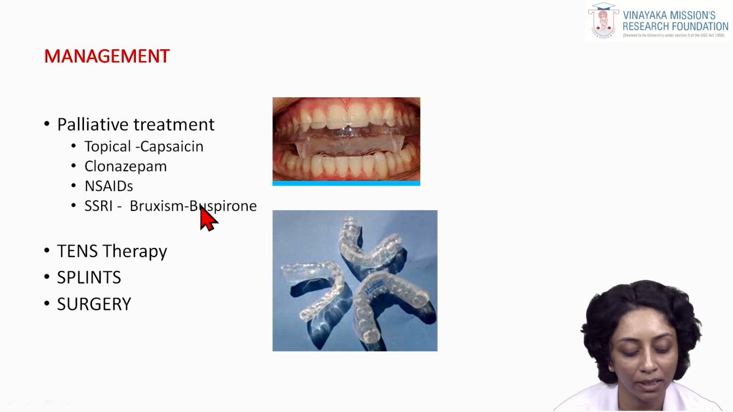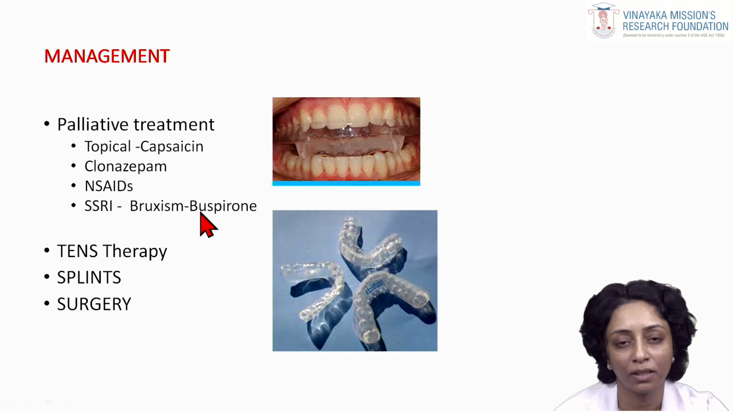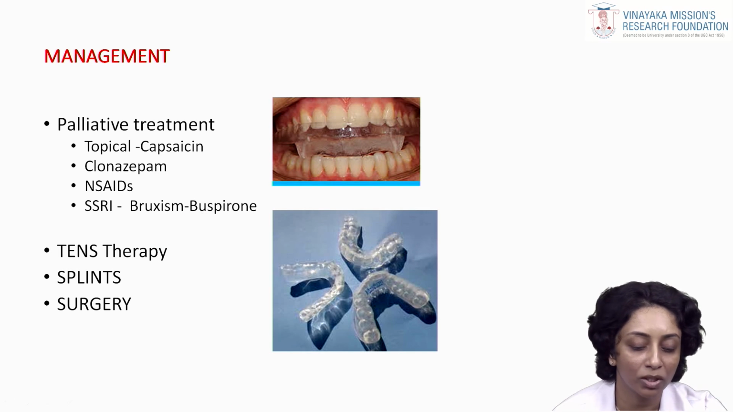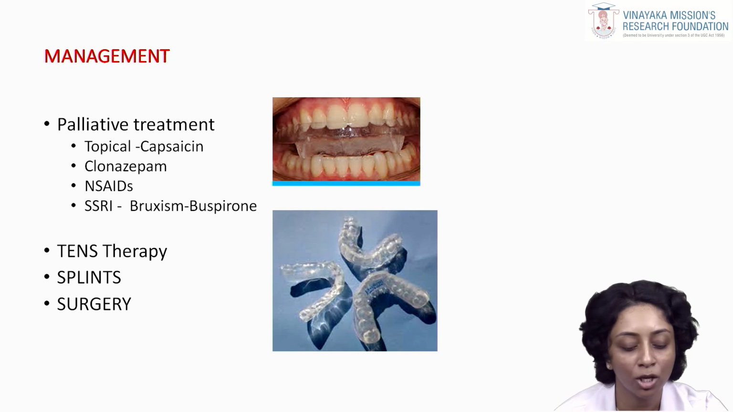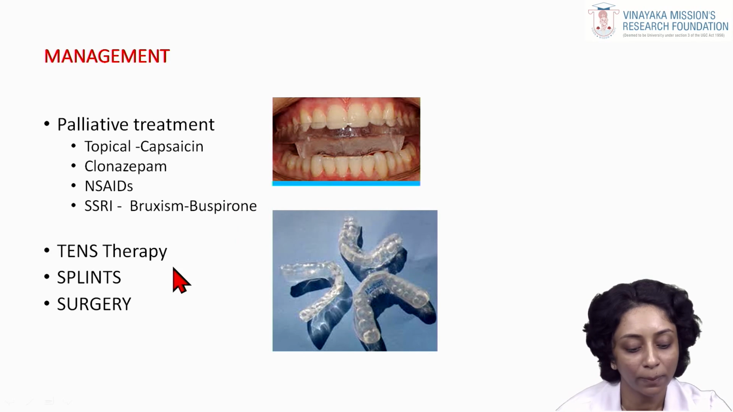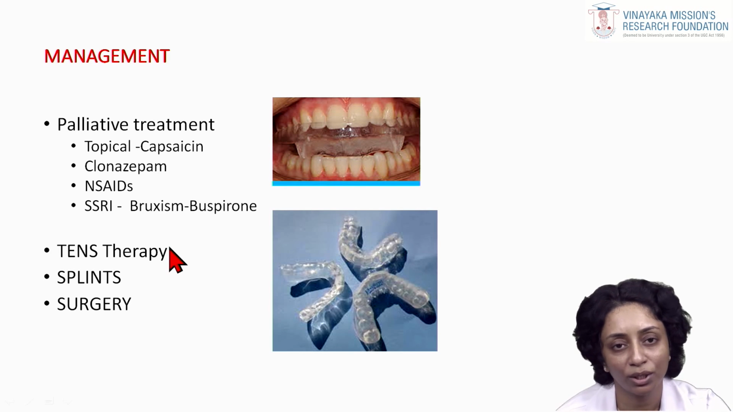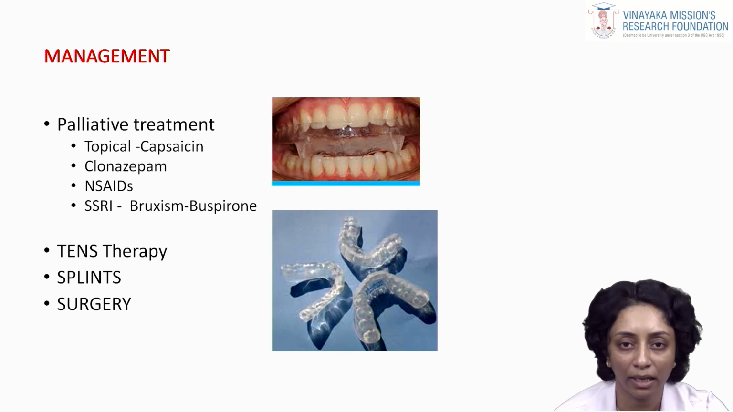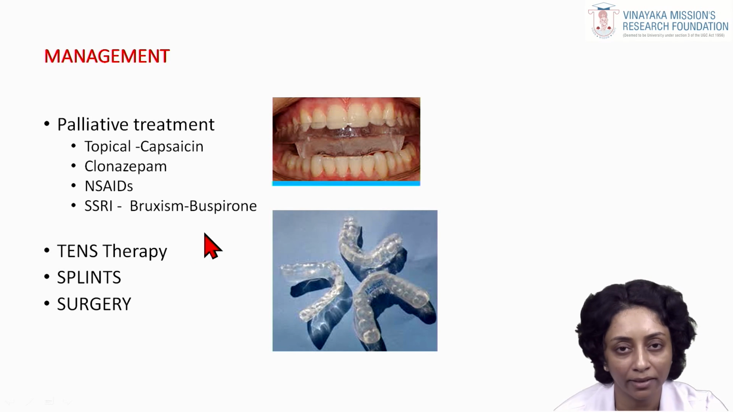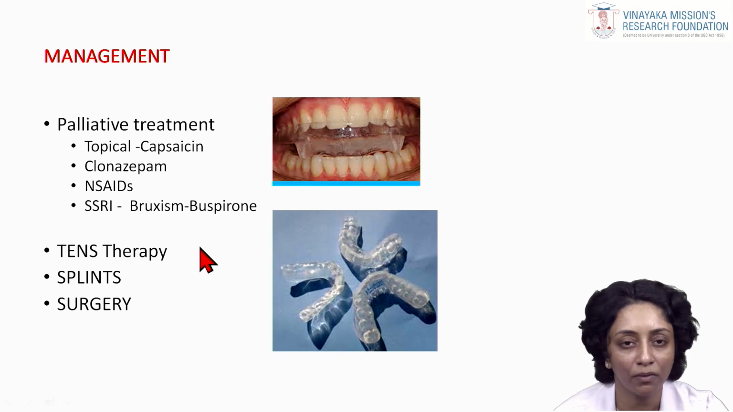Usually we give this medicine if the patient has a continuous bruxism habit. The commonest drug which we prescribe is buspirone, around 5 mg, which can be given thrice daily based on the severity of the disorder. Following the palliative treatment, we can also give transcutaneous electrical nerve stimulation therapy, where we give a mild electric current, and that will relax the muscular contracture and relieve the pain. That is called TENS therapy.